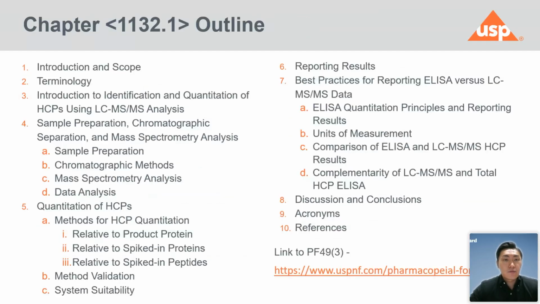And then this is just a brief chapter outline. I'm not going to go through every one of these, but I'll highlight a couple of them, which we're going to dive deeper into. So some of the important parts from this chapter are really the sample preparation, chromatographic separation, mass spectrometry analysis that's described in the chapter. And then also the quantitation approaches that are outlined in the chapter. And then also the best practices for reporting ELISA versus mass spec data, which we'll talk about in this presentation. And you can find the link to the PDF in the link below.